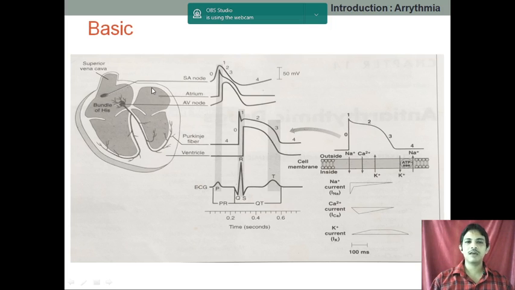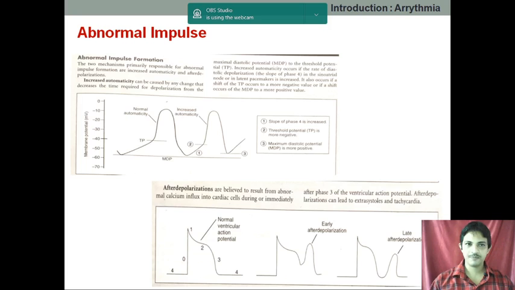So we have seen in the different parts of the heart how the impulse starts from the SA node, then goes to the AV node, Purkinje fibers, the bundle of His and the ventricles. And we have also seen the ECG. So I am not going to discuss those things again, as we already discussed the electrophysiology of the heart in the first video. Now we will further discuss arrhythmia.